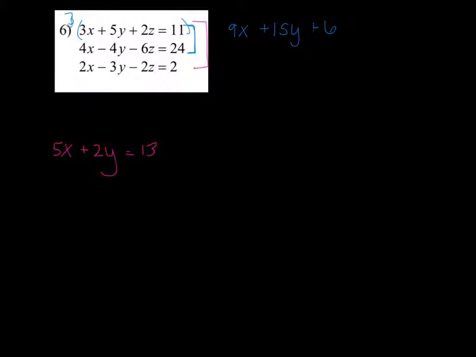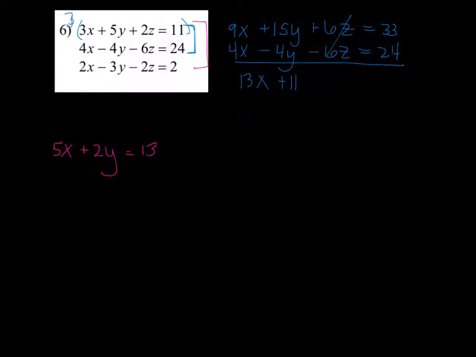And that top equation. That middle one's not changing, so I'm just going to write it underneath. Just trying to be a little more organized with my work this time. And then I'm going to add these together. My z's cancel. I get 13x, 11y equals 57. I'm going to put that down here underneath my other equation.